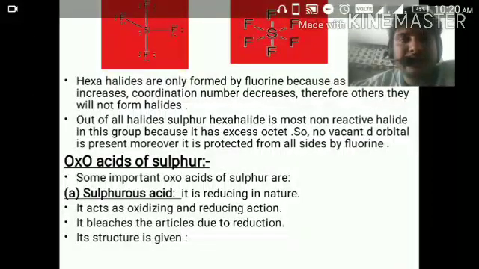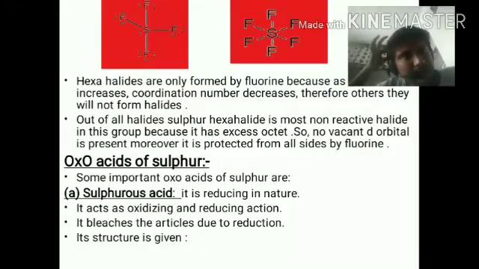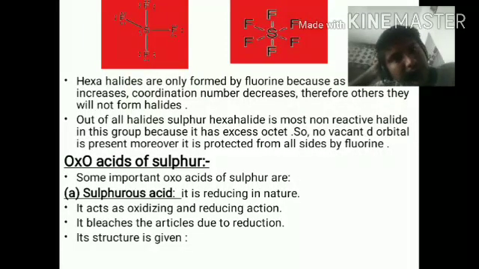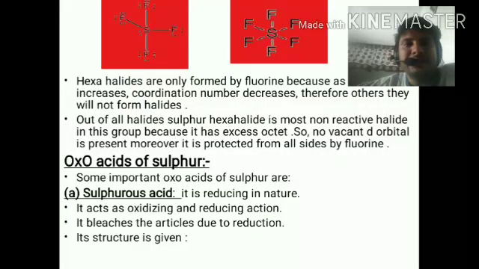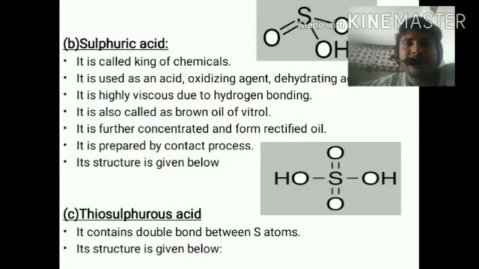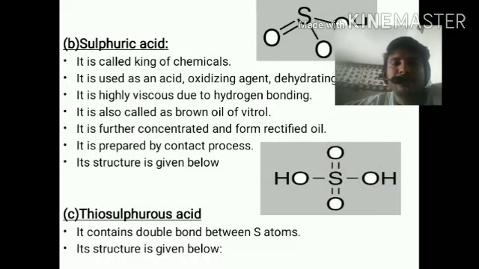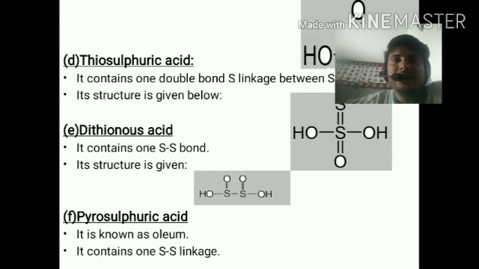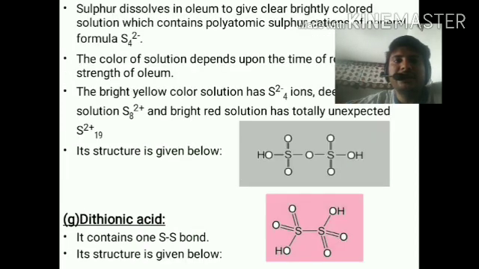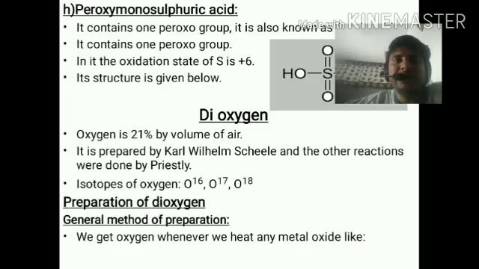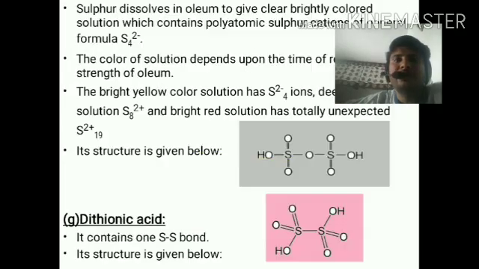Now, oxo acids of sulfur. Some important acids of sulfur are given. First one is sulfurous acid, H2SO3. Second one is sulfuric acid, H2SO4. Then thiosulfurous acid, thiosulfuric acid, dithionous acid, pyrosulfuric acid, dithionic acid, and peroxymonosulfuric acid. These are the oxo acids of sulfur.